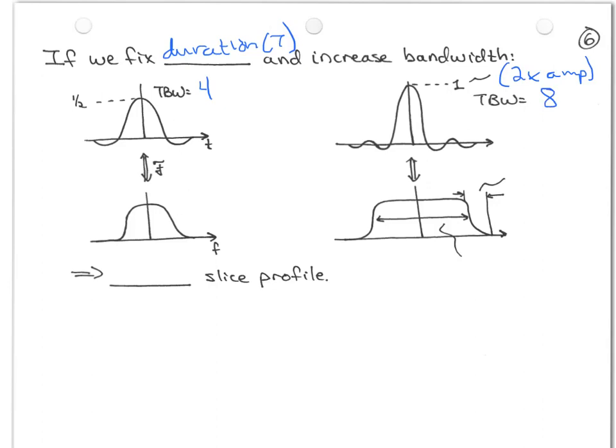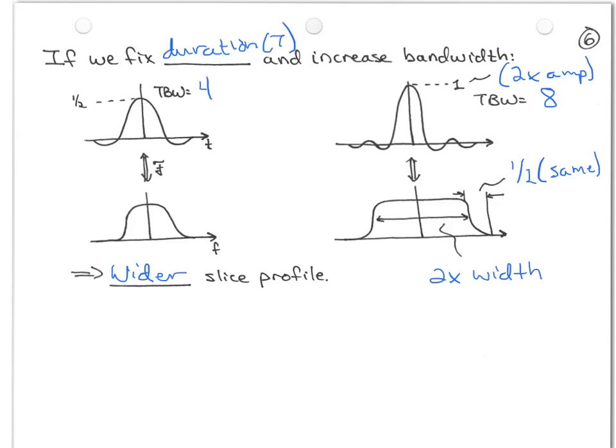Now what have we done here? Well, we're going to have the same transition width, but because we have doubled the bandwidth, we will now have twice the width of our slice profile. And so what we have here is a wider slice profile.